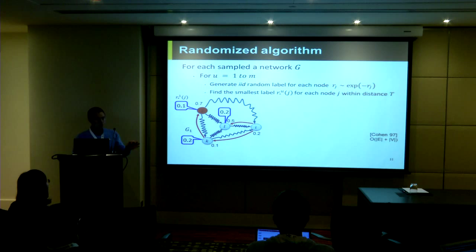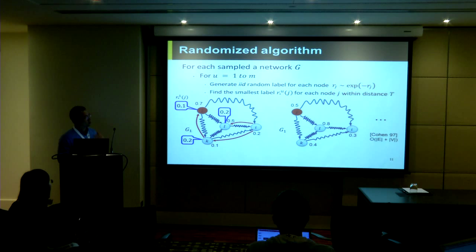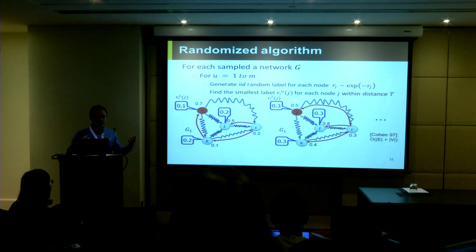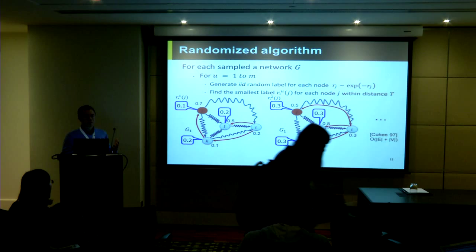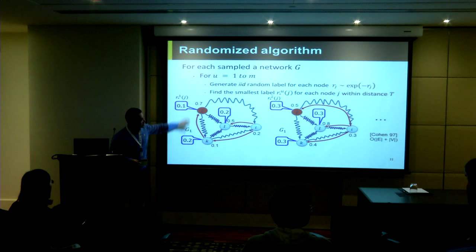Okay. So you do this for m times. Each time is a new draw of random numbers for each one of these nodes. Again, you run this algorithm. In this case, every node is going to get its smallest label, 0.3. You do it m times. Each run of this algorithm is going to run linear in the number of edges and vertices.